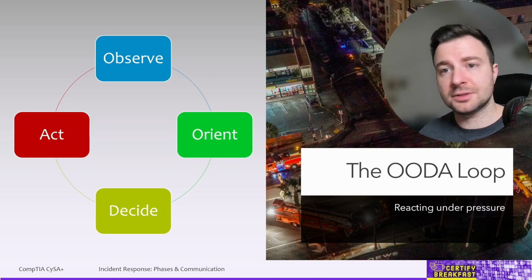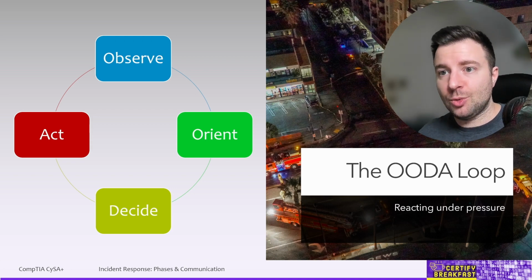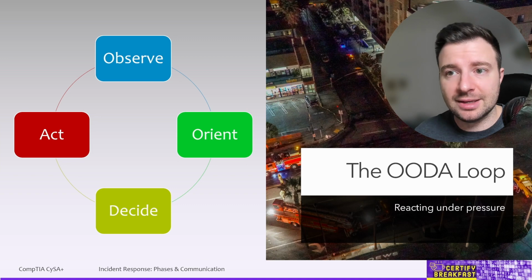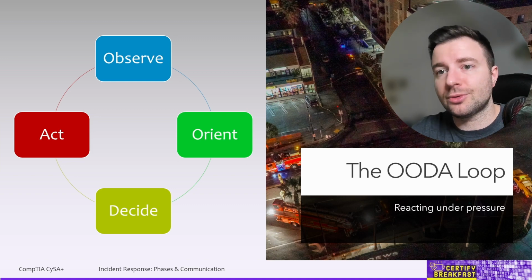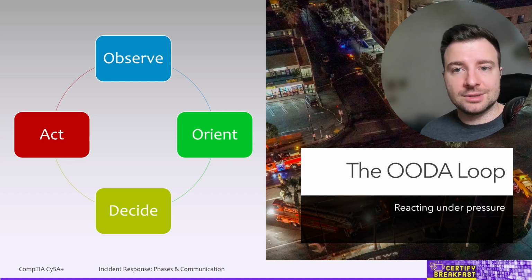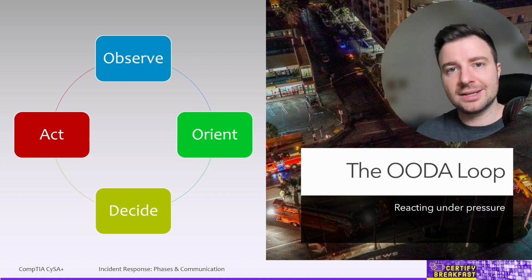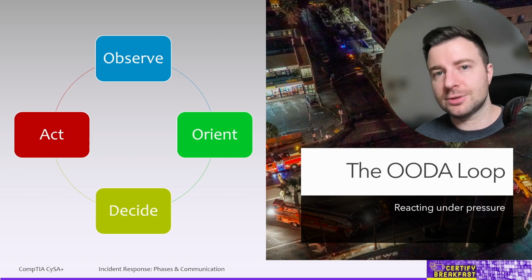Then decide. That's the toughest part. What can we do right now? What countermeasures can we implement to minimize damage, to keep the attack at bay? Or if it's too late to save anything, start thinking about what forensic evidence we could gather. Finally, act. Do something about the situation, right? Implement a technical control, disconnect something, isolate something, reconfigure something, right?